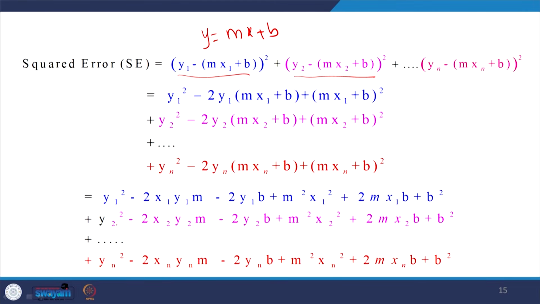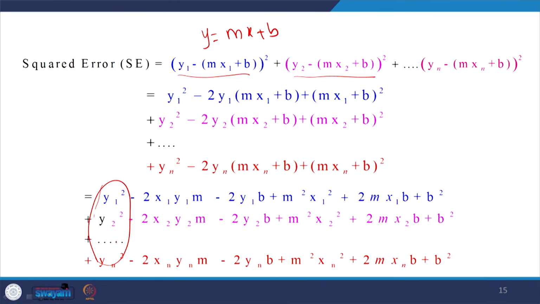For the second term, y2 square minus 2 x2 y2 m minus 2 y2 b plus m square x2 square plus 2m x2 b plus b square. For the nth term, sometimes a minus b, sometimes a plus b whole square formula: yn square minus 2 xn yn m minus 2 yn b plus m square xn square plus 2m xn b plus b square.